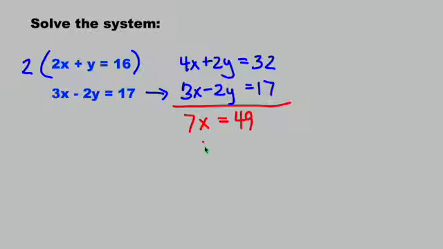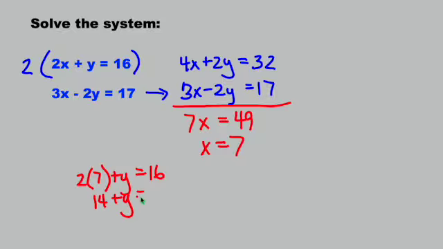Divide by 7, I get x equals 7. And then what I want to do is pick one of the original equations. I'm going to pick the top one here. So if I take 2 times my x value of 7, add on y, it should equal 16. 2 times 7 is 14. And if we have 14 plus y equals 16, then y has to be 2, which means our intersection is at the point 7, 2.